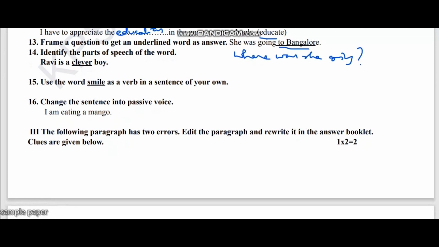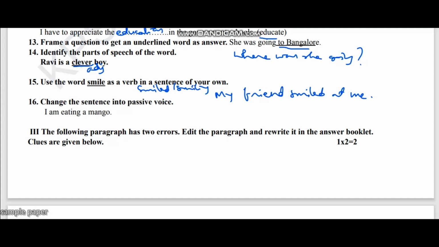14, identify the parts of speech of the word. Ravi is a clever boy. Clever is an adjective here. Number 15, use the word smile as a verb in a sentence of your own. The verb forms can be used smiled or smiling. My friend smiled at me. My friend smiled at me is the right sentence.